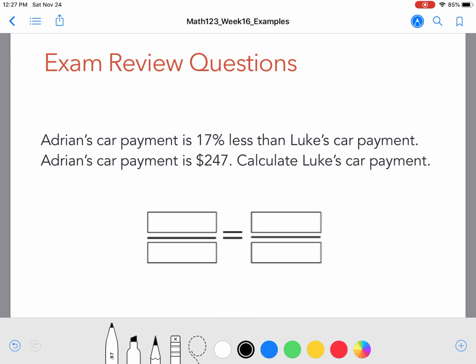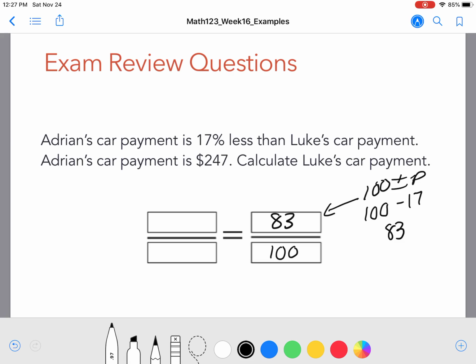Okay. Adrian's car payment is 17% less than Luke's car payments. Adrian's car payment is $247. Calculate Luke's car payment. Okay, so this is the kind of question where we have 100 on the bottom right, and then we do basically 100 plus or minus whatever percent we're given. So in this case, this is a less than type question. So I'm going to do 100 minus the 17 that I'm given. So that should be 83. All right, so that's going to be this right there.